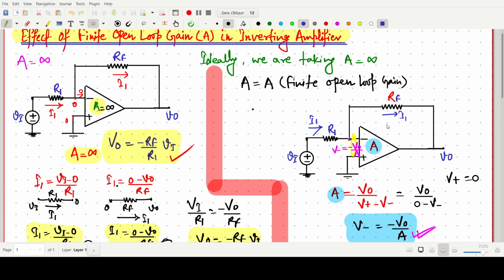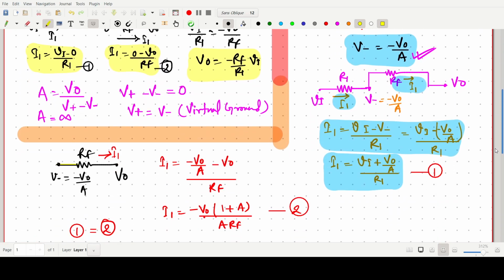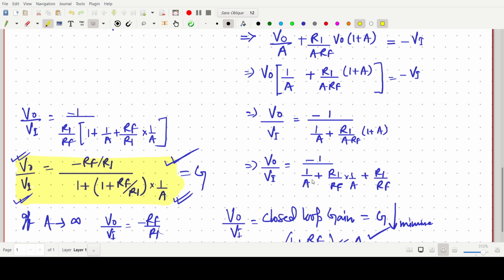You have to go step by step. Then we can find this V naught by Vi equals minus Rf by R1 into 1 plus Rf by R1 into 1 by A. So this one is the expression when we are considering the finite open loop gain. Then this will be the expression minus Rf by R1 into 1 plus 1 plus Rf by R1 into 1 by A. This is very simple. You have to go step by step and you have to solve.